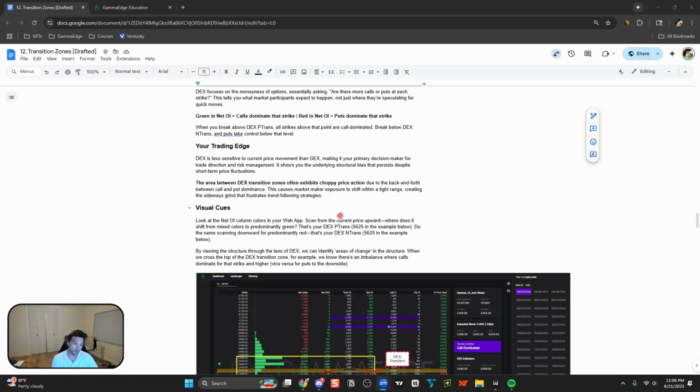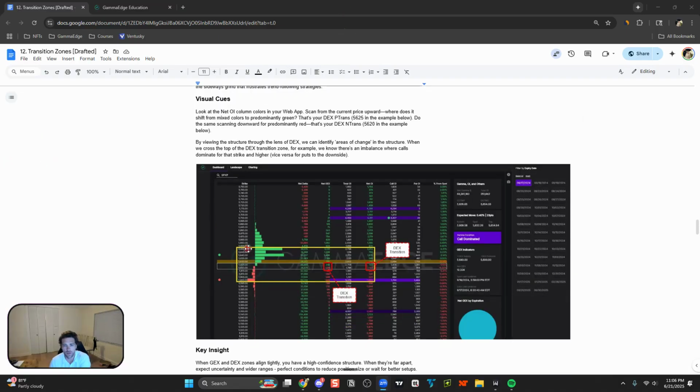Right, and again, like we talked about with the GEX transition zone, market maker exposure shifts within a tight range, creating the sideways grind that often frustrates trend following strategies. So again, if you're a swing trader, it would be very beneficial for your strategy to understand where that transition zone is and where we could be experiencing that choppy price action.